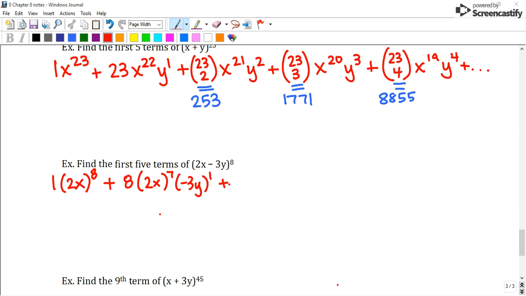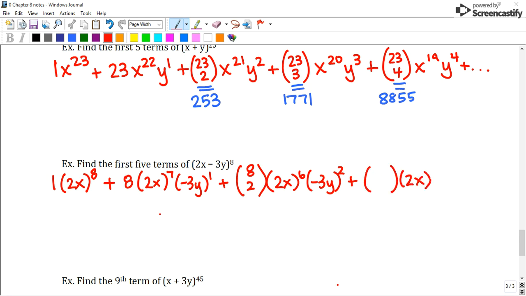Moving on, I'm going to skip my coefficient and just do my exponents first. So 2x is now to the 6th, negative 3y is being raised to the 2nd. There's my total of 8. My combination would be 8, and I'm going to choose C2. Plus, skipping my combination, I now have (2x) to the 5th, (negative 3y) to the 3rd, and then I can go back and do 8C3.